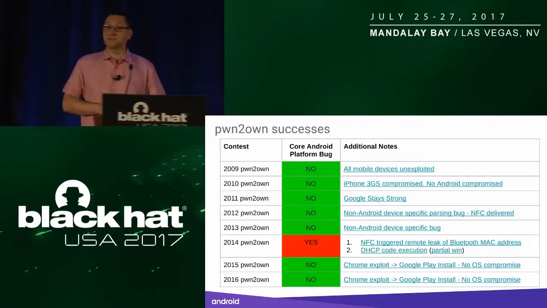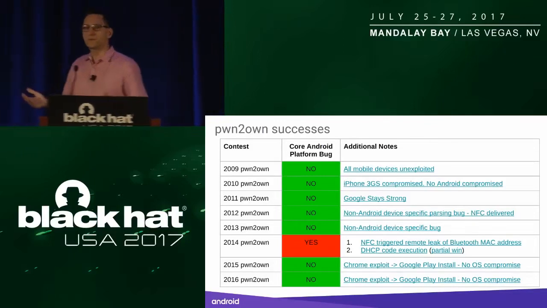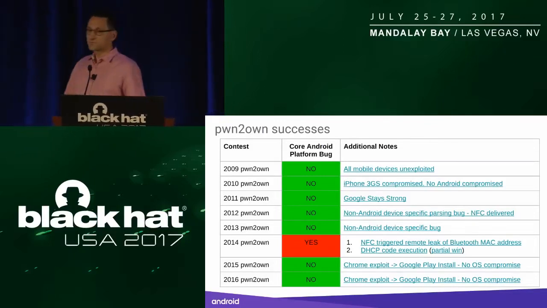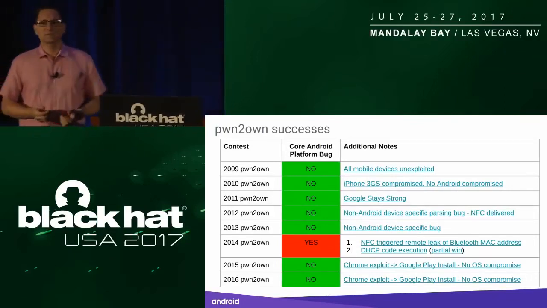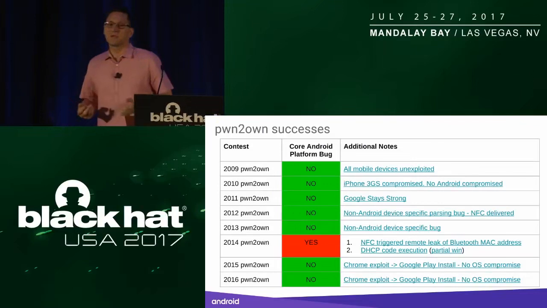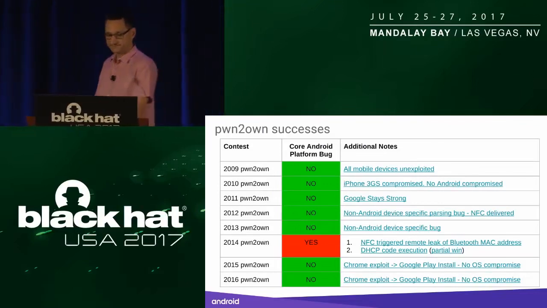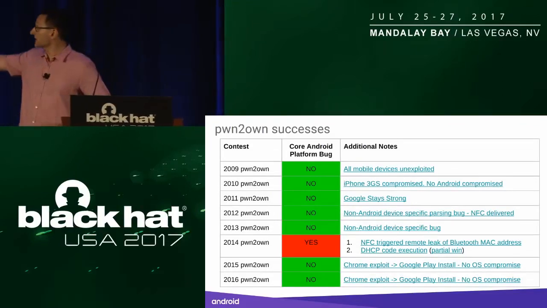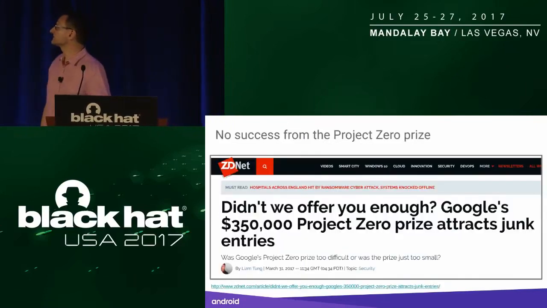One of them was an NFC-triggered leakage, which was a technical win because it leaked the Bluetooth address. It was sort of frustrating. Another one was a DHCP code execution, but it was only considered a partial win because the exploit environment that the attacker was able to get was so constrained. So I think we've been doing some really good work. And we've been able to address like the Chromium exploits within a matter of hours, if not days.